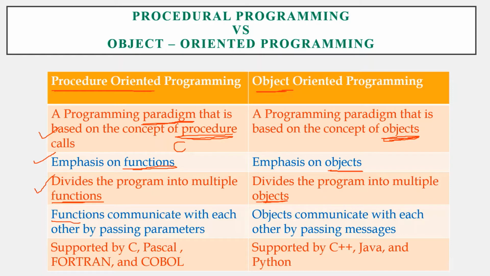Now here, functions communicate with each other by passing parameters. One function can pass some parameters to some other function. So in this way, functions communicate with each other. Here, objects can also communicate with each other by passing some messages. We'll see later how to pass messages. Now, the C language comes under procedure-oriented programming because there are no objects in C language. Whereas in C++ and Java, we have objects, and also in Python, there are many other languages which are called object-oriented programming languages. And C is called a procedure-oriented programming language.